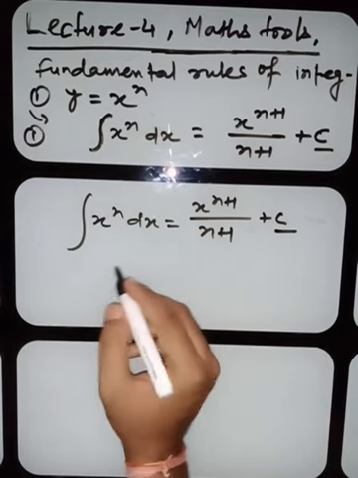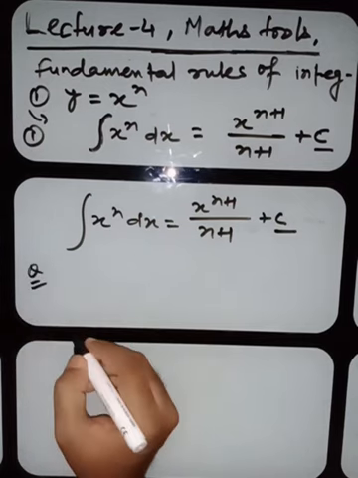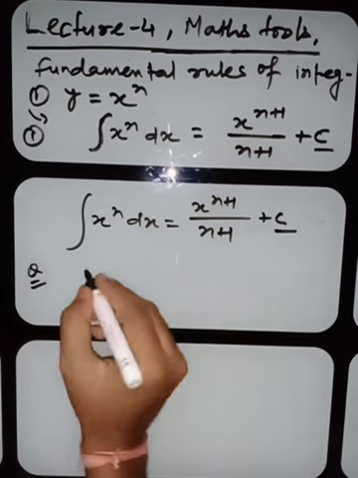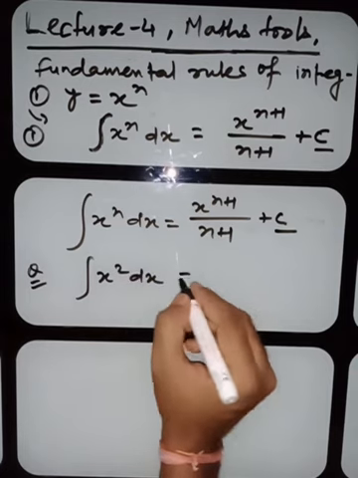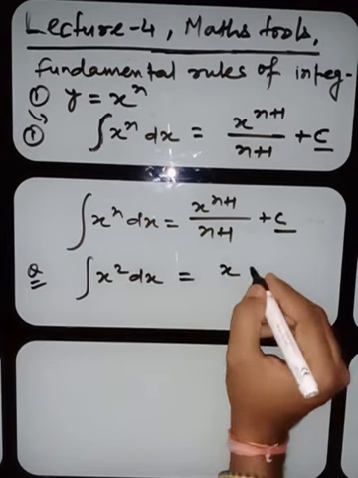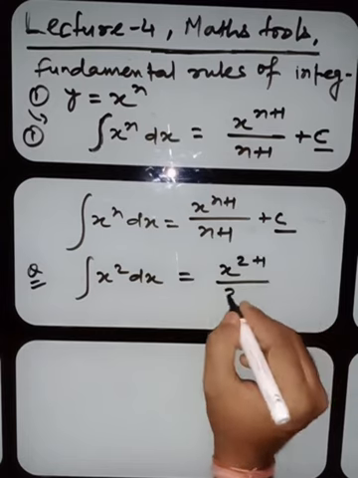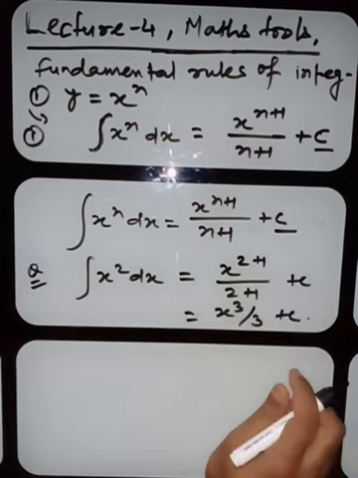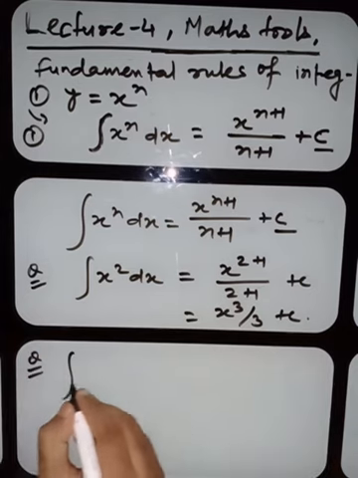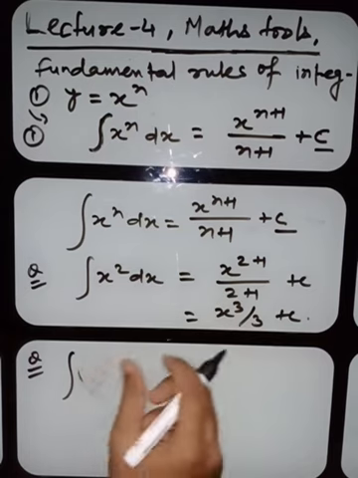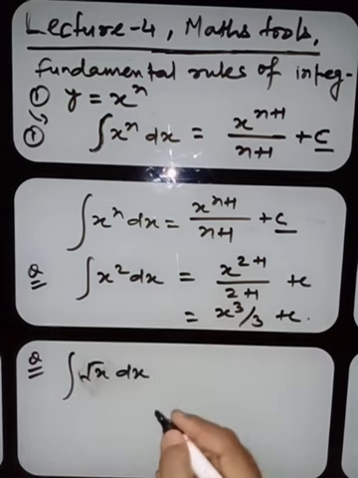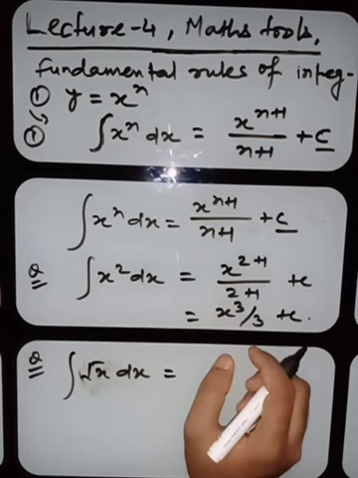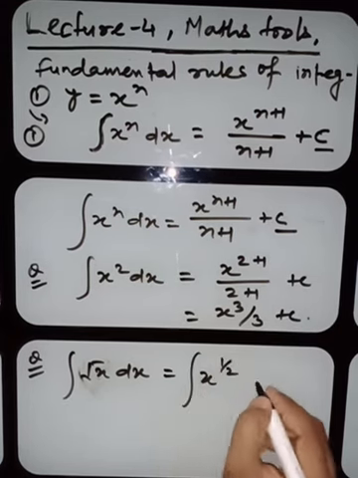Okay, let me do some examples on this rule, my dear student. So the first question: if y is equal to x square, okay, directly let me write, find the integration of x square dx. So what will be the answer, my dear student? x to the power n, what is the value of n? 2. So x to the power 2 plus 1 divided by 2 plus 1. Okay, so the answer is x cubed by 3. This is the answer. Okay, now one more question for you. Integration of x plus root x dx. Okay, what will be the answer? Now my dear student, you can see this one as x to the power 1 by 2 dx.